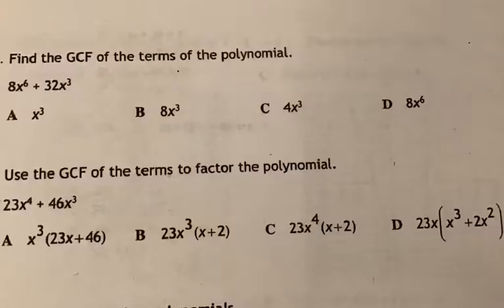Here we go. So here they want the GCF, the greatest common factor of this polynomial expression. So how do we do that again? Well, let's look at the numbers. I have an 8 and a 32. We should agree I can divide them both by 8, right?